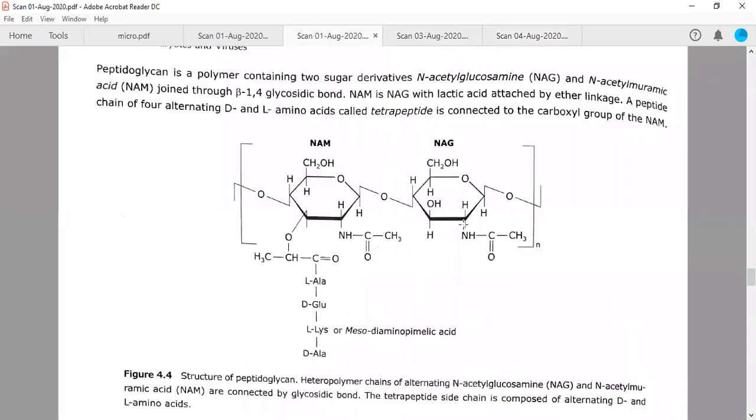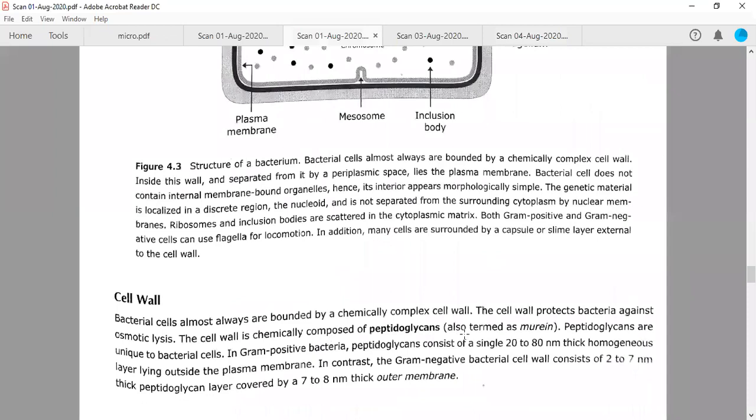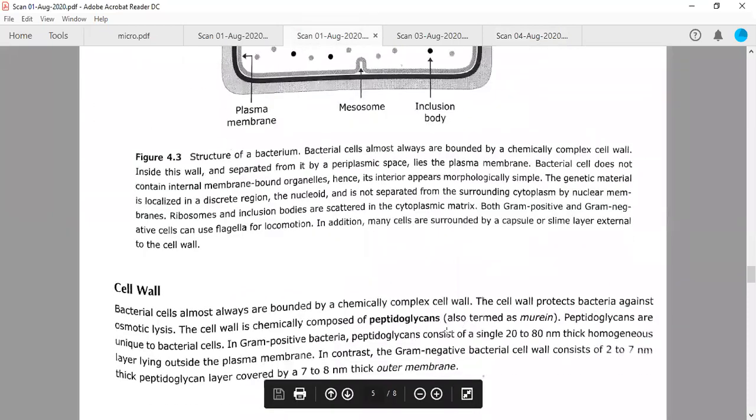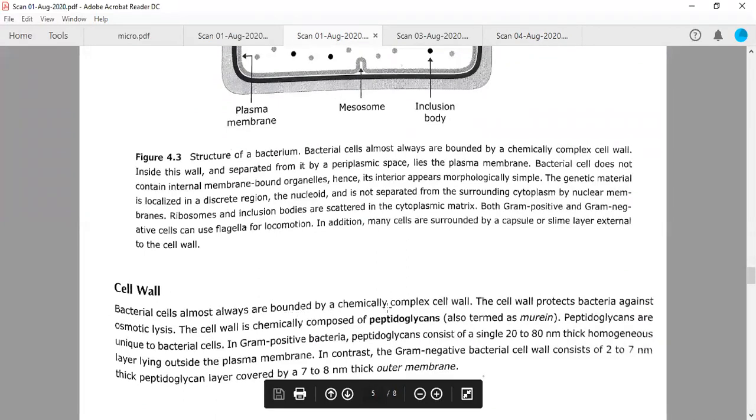Okay, so now we will see how this peptidoglycan cell wall is synthesized. Peptidoglycan is a polymer that contains two components. So let me start it from here only, though I already told this particular paragraph many times in my class. The bacterial cells almost always are bounded by a chemically complex cell wall, which is required for rigidity as well as for cell structural maintenance.